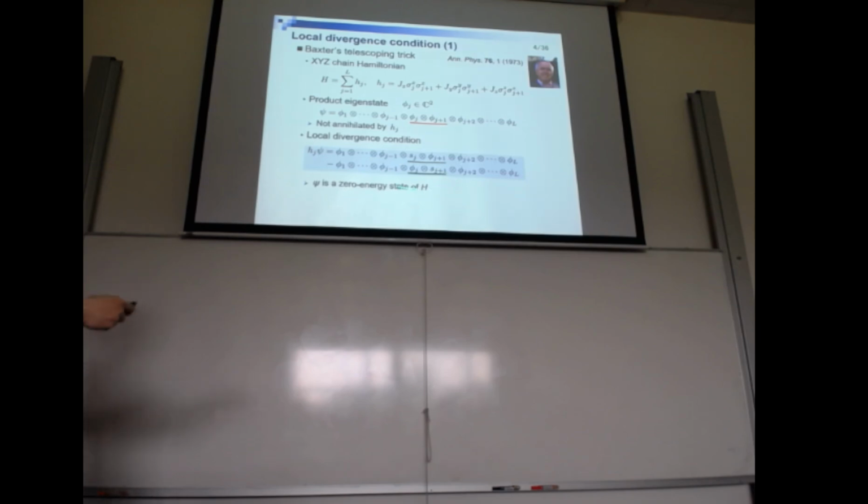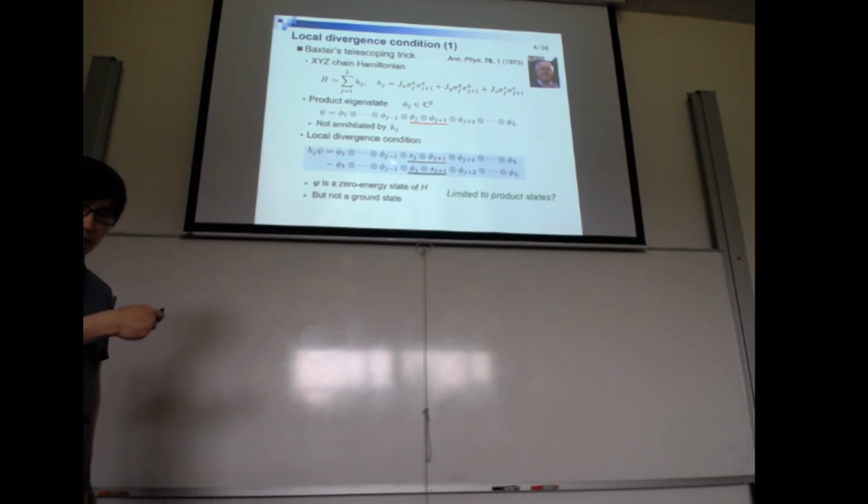In which case you just get 0, right? But this is kind of more general. And the problem here is that this Hj is not necessarily positive semi-definite. So this is not a ground state in general. And the question I want to address on the next page is whether it's limited to product states or not.